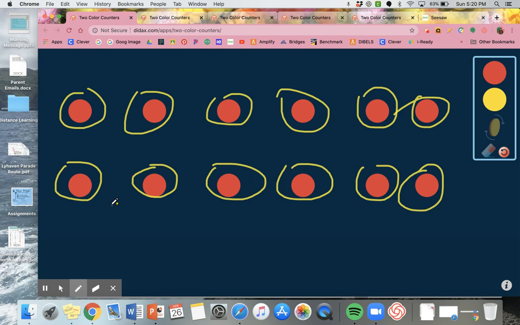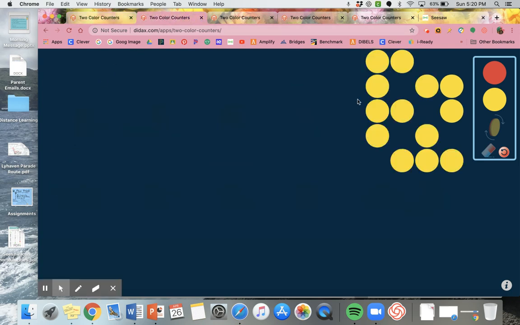Okay, so this is the easiest way. If you did this way, that's fine, but I want you to challenge yourself. If you did 12 groups of 1, these are equal because they each have 1 in each group, but I want you to challenge yourself, okay? So I'm going to do it again. I have my 12 counters right here.